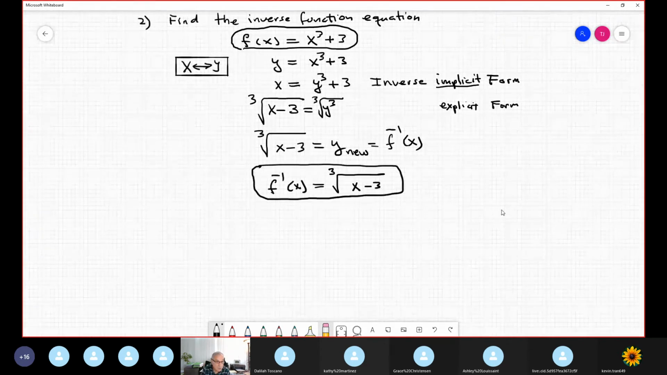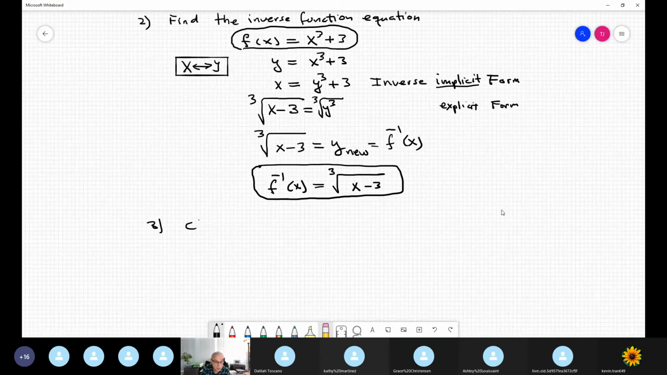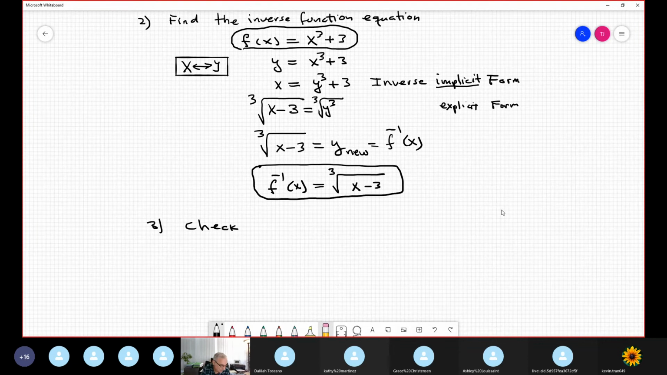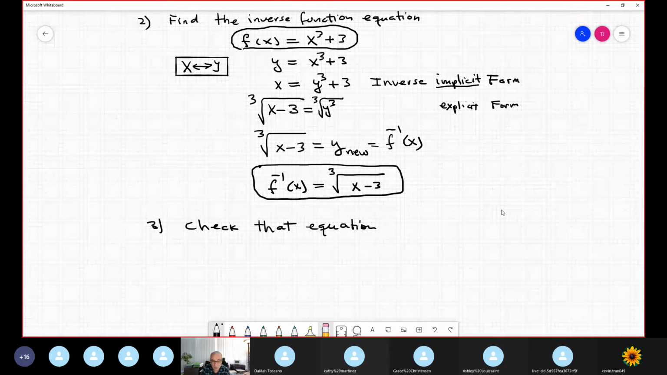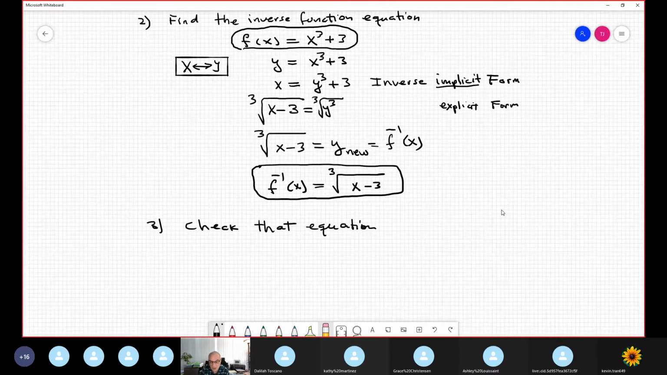Let's do step 3, which is a check. Check what? Check that equation. How are you checking this equation? Well, okay. To check this equation, I propose one idea. You are doing the composition of f inverse with f in different orders. We are doing it in this order. Remember, the ordering is important in the composition, or in this order, f inverse composition f. And the answer in both cases should be the identity function.